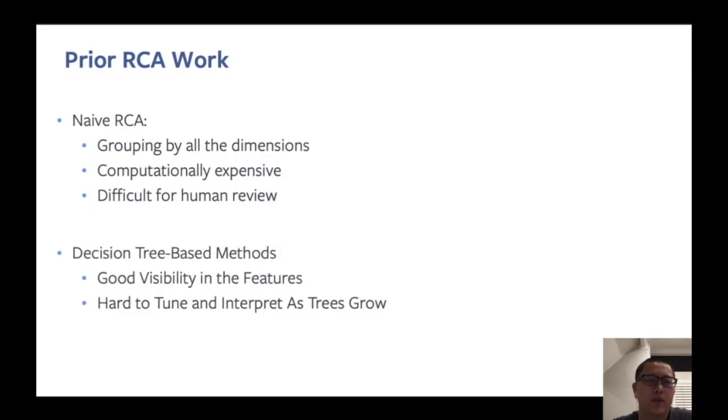There have been decision tree based methods. The advantage of this is that it provides very good visibility in the features, like how they are being used at each node for making the decision. The disadvantage of this is that it's hard to tune and interpret as the trees grow, or even if we have an ensemble model, as each of these trees grow, it's hard to tune.